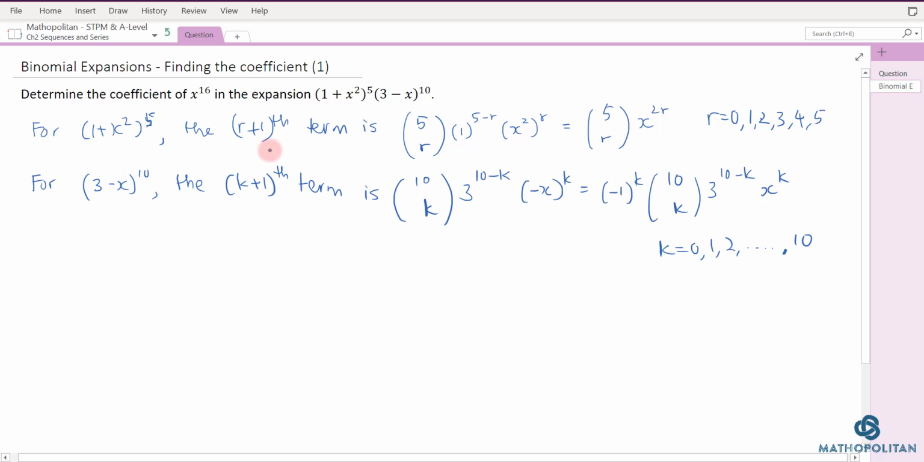Now we will multiply both these terms together, since these two brackets are multiplied. So we will multiply the r plus 1th term by the k plus 1th term.